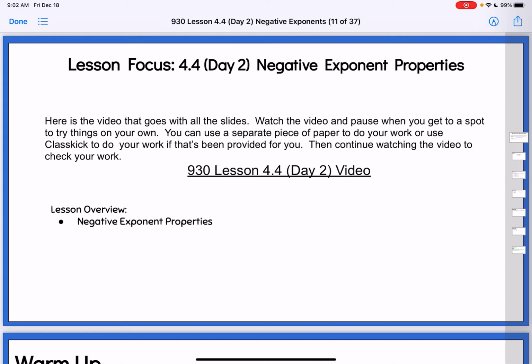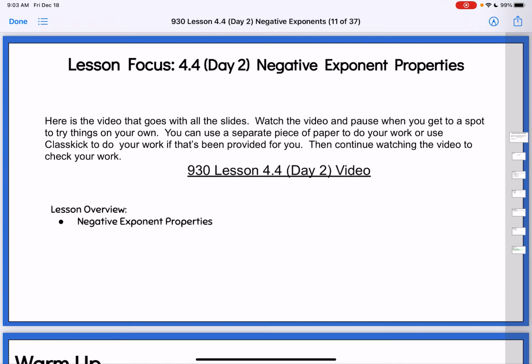So here's our second day on 4.4, day 2 on negative exponent properties here in 930 unit 4. Yesterday we learned what a negative exponent does, how it moves the base. If it was on the top, it moves to the bottom. If it was on the bottom, it moves to the top. Or you can think reciprocal, right? Negative exponent really means the reciprocal.